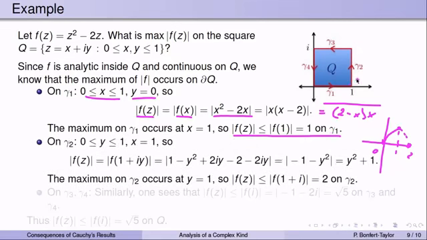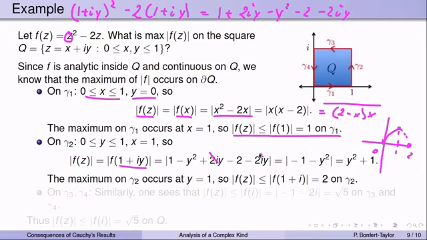Gamma 2 is the boundary here on the right. On gamma 2, the imaginary part is between 0 and 1, and the real part is fixed at 1. So f(z) is equal to f(1 + iy). So we plug in 1 + iy for z. We get (1 + iy)² − 2(1 + iy). But (1 + iy)² is 1 + 2iy + (iy)². But (iy)² is −y². And then we get a −2iy from the second term. And that's what you see down here.